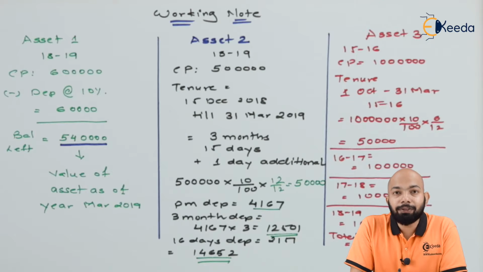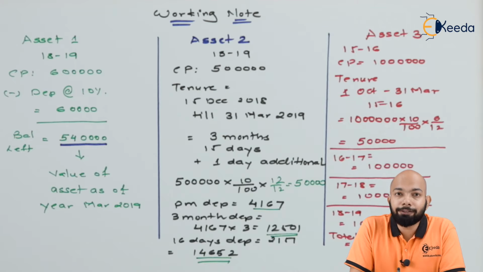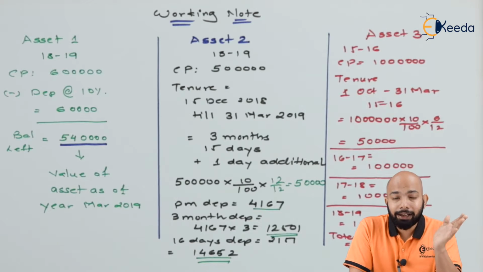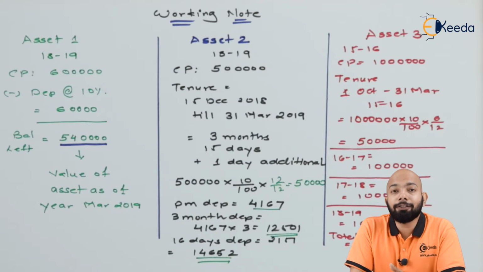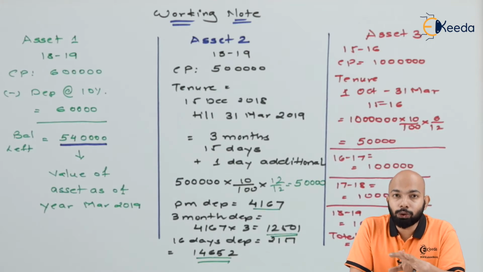So as you can see, we have figured out the working for asset number 3 itself. Now again, while calculating the tenure here, you have to understand this asset was purchased in the year 15-16. So since then, we have been using this asset until the financial year 18-19, whereby at the end of the financial year, that means 31st March 2019, we have sold off this asset.